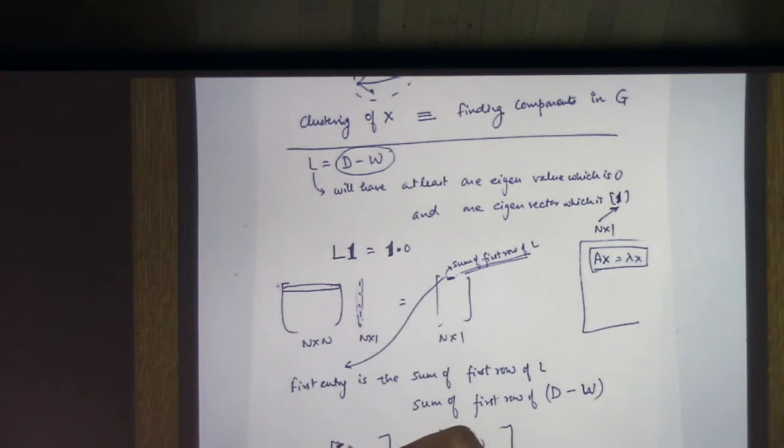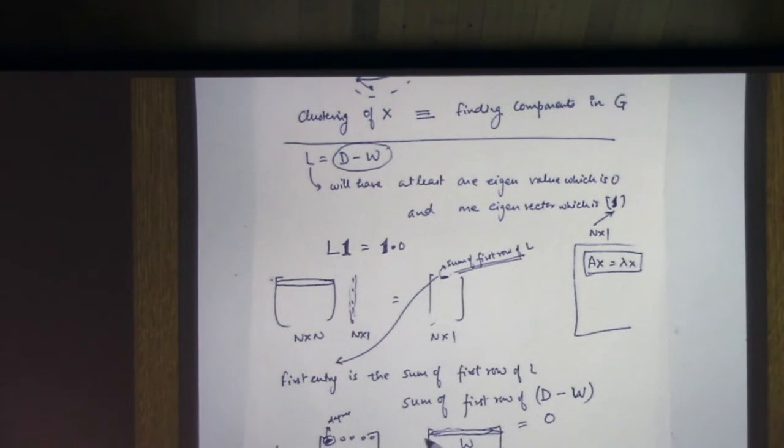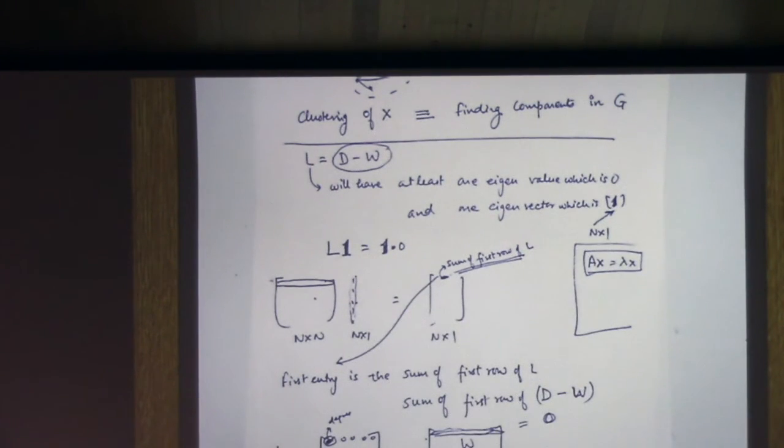D has the degree of the first node, and everything else is 0 here. So essentially you are subtracting from the degree the sum of this row, and this row is nothing but the degree of this node. So this value will essentially be 0, because this is summing up all the values in W, which is the degree of this node, the first diagonal entry. So it's easy. That gives you 0, which means the result is a vector of zeros.